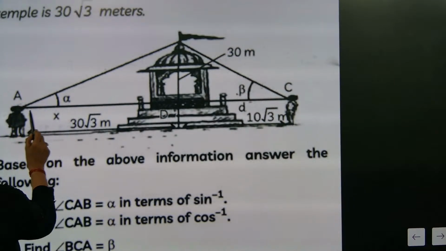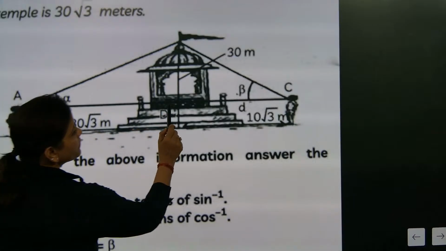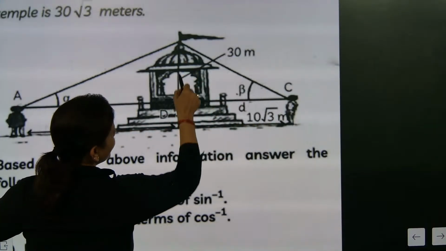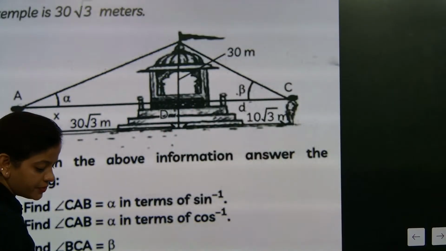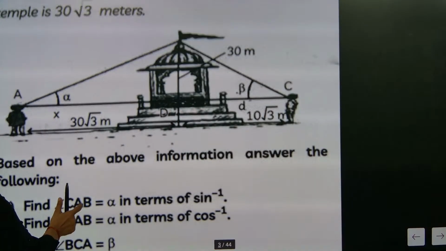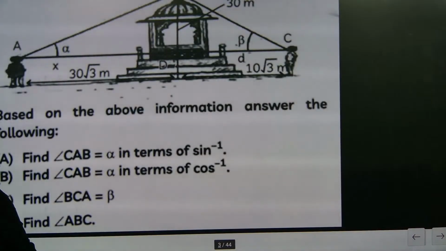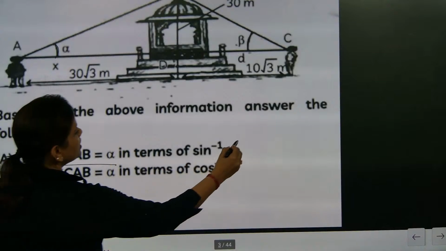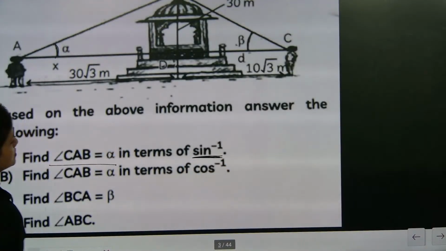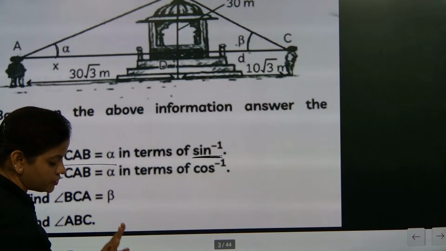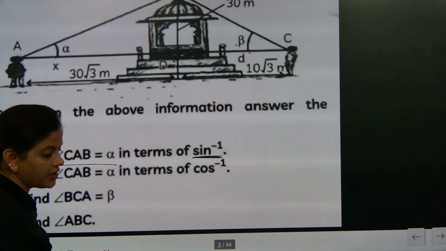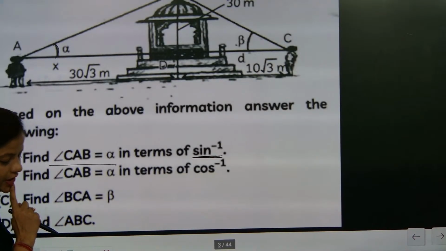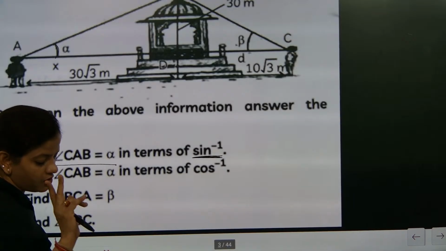So here this height is 30, this distance is 30 root 3, and this distance is 10 root 3. When someone asks you this question, there are four direct questions. The first question is: what is exactly angle CAB? That means this angle they are asking, and we will answer directly in terms of sine inverse. Not tan inverse, but in terms of sine inverse. First we will get the alpha angle, and after that we will get the sine inverse part. That's the most important part we need to solve.